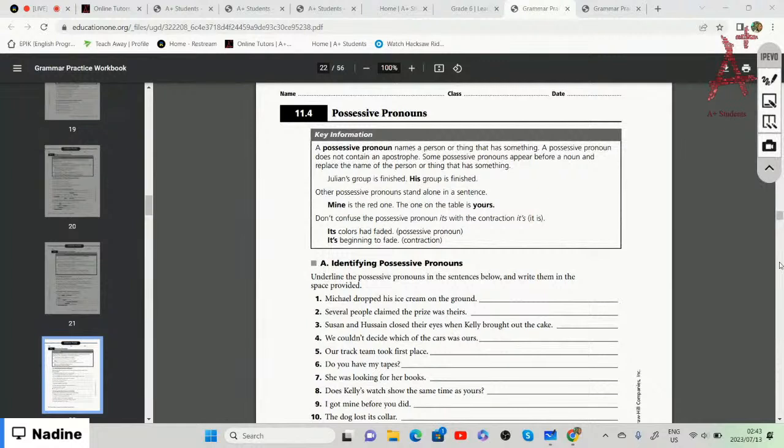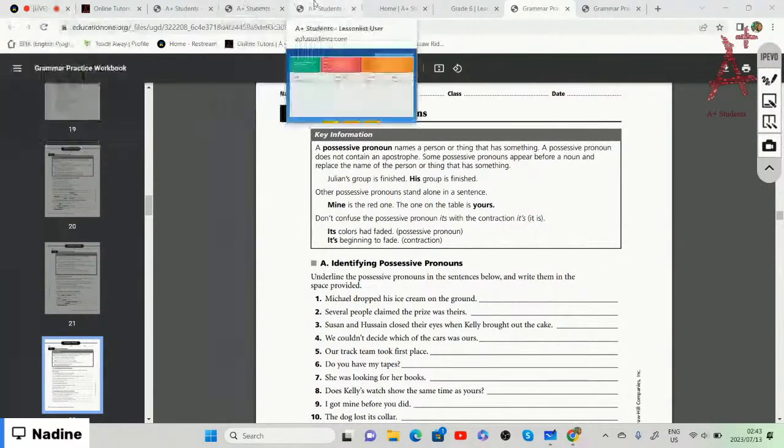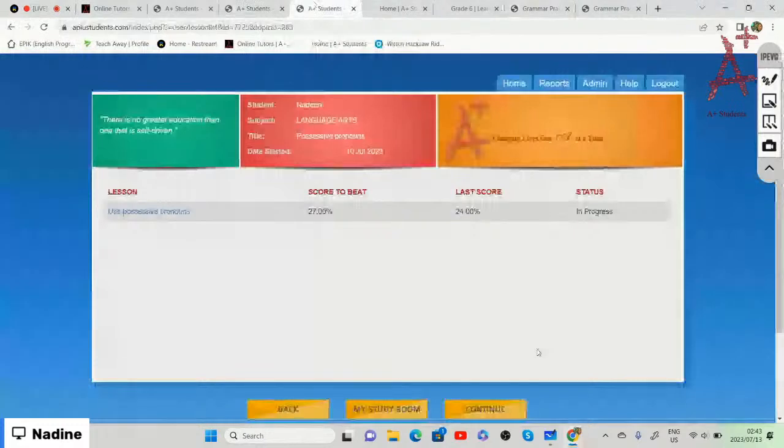All right, so that was the grammar part on possessive pronouns, and we also finished the tutorial as well as the test on the use of possessive pronouns. So, grade six, that is the end of our lesson on possessive pronouns and the use of possessive pronouns.